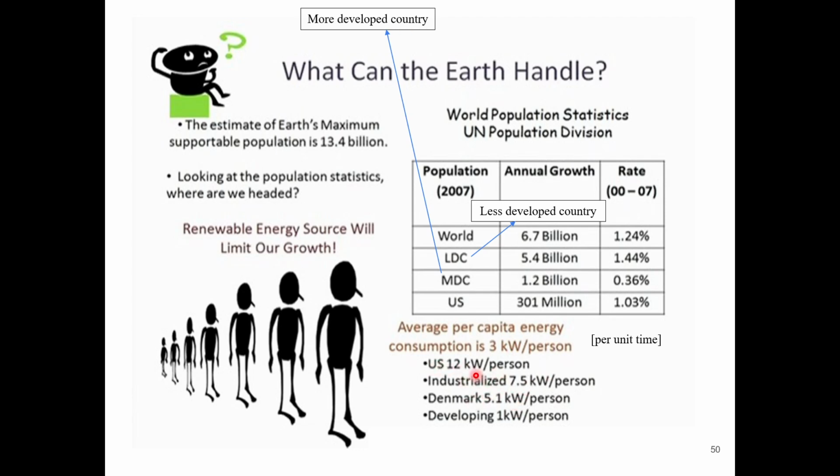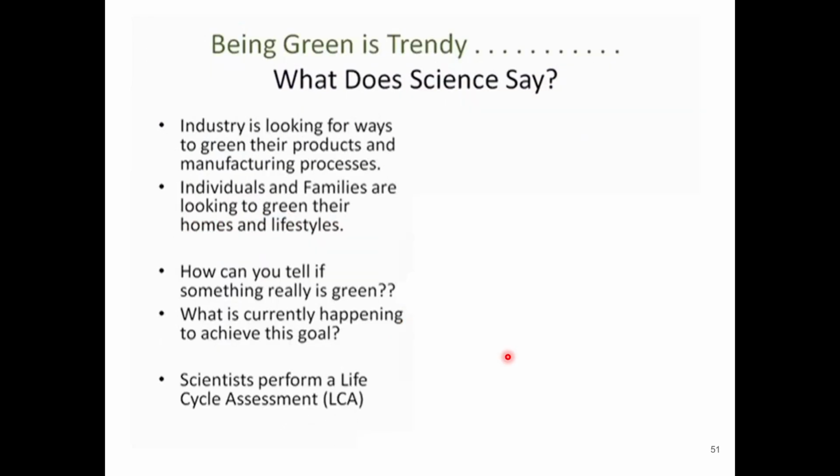However, the more developed countries had a higher energy consumption per capita, which was led by the US, which was 4 times more than the average value. Okay, so being green is trendy. However, what does science say?